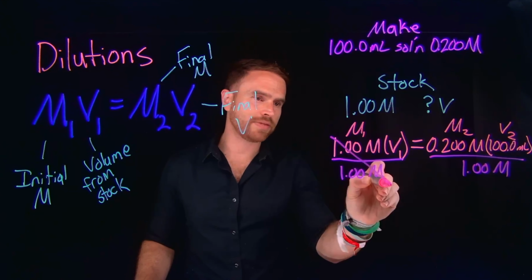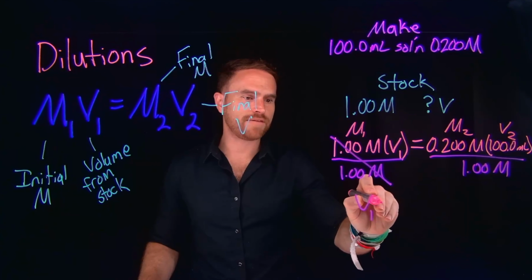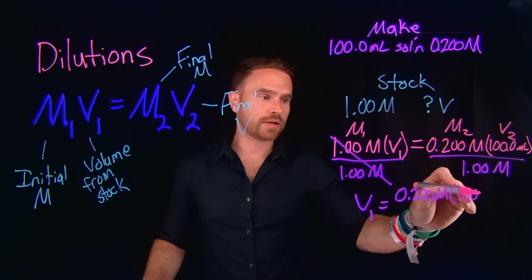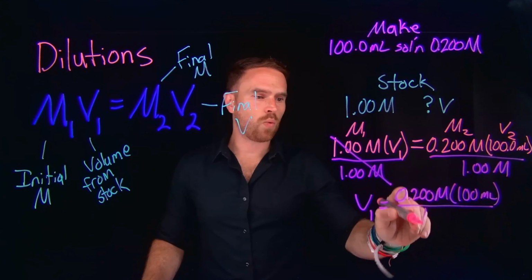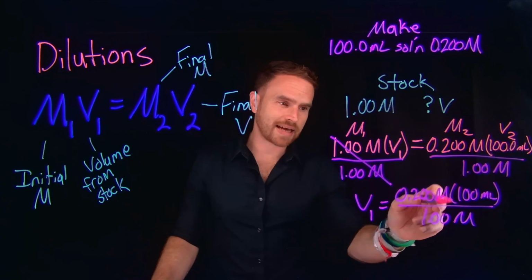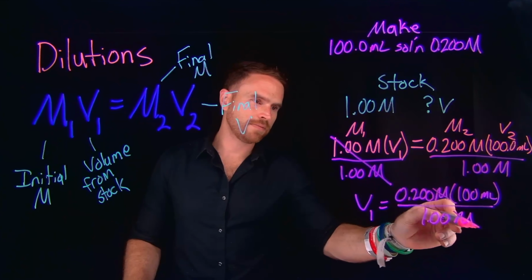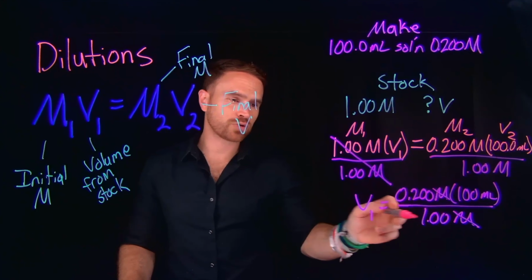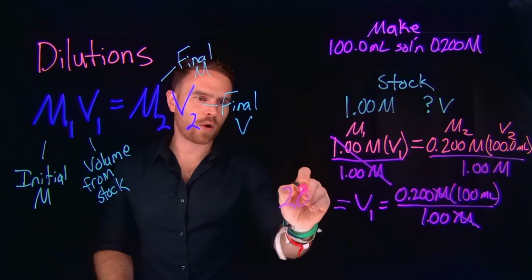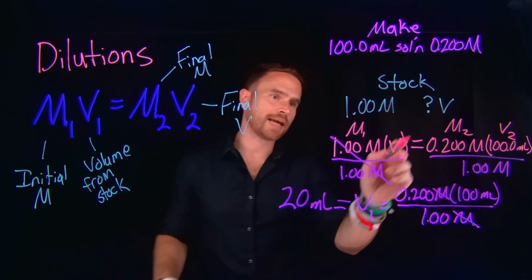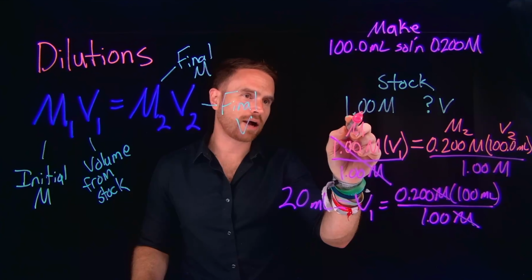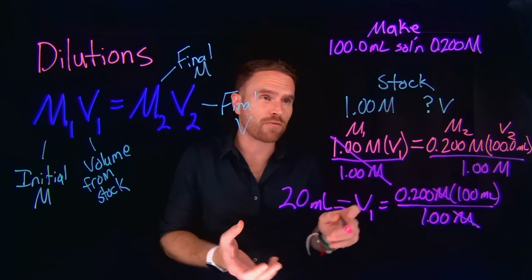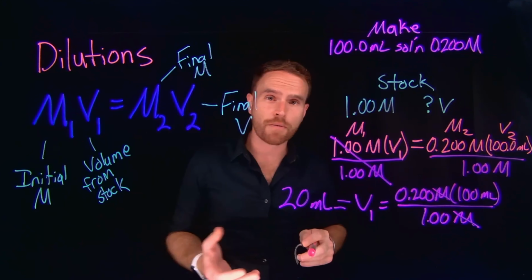Notice that it will cancel out on this side and leave just V1, which means that V1 is going to be equal to 0.200 molar times 100 milliliters divided by 1.00 molar. And if I perform this calculation, I see that molarity will cancel out. 1 is the denominator, so it's just going to be 0.200 times 100 milliliters, and that is equal to 20 milliliters. And this means that I need to take 20 milliliters of my 1 molar stock solution, dilute that 20 milliliters to 100 milliliters by adding 80 milliliters of water, and that new solution is going to be 0.200 molar.